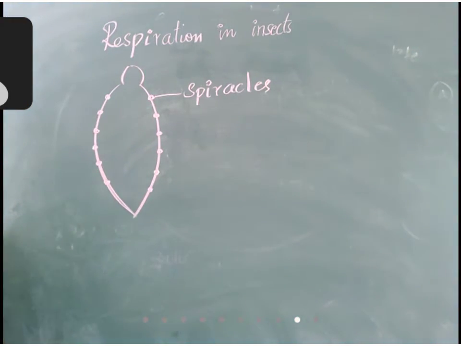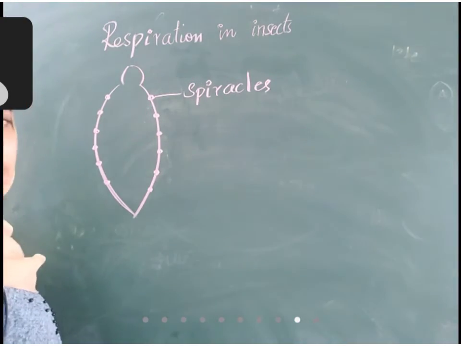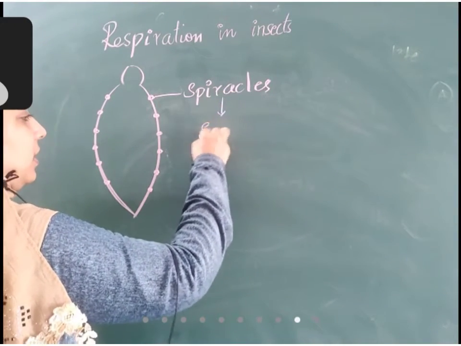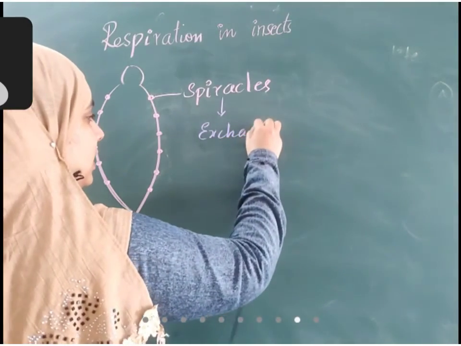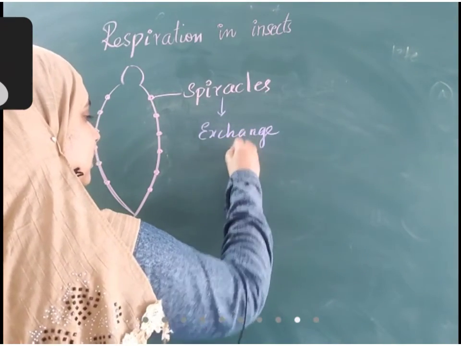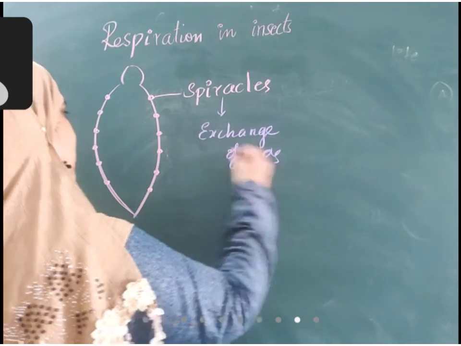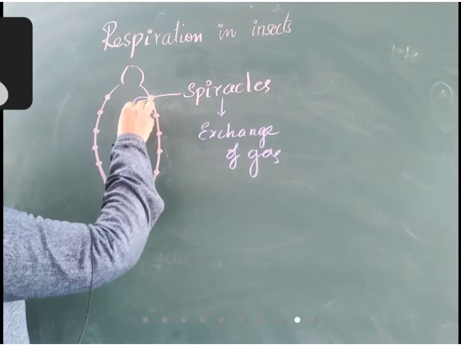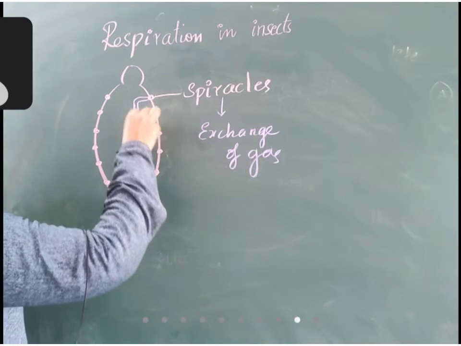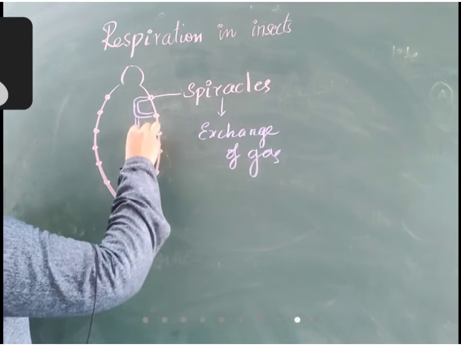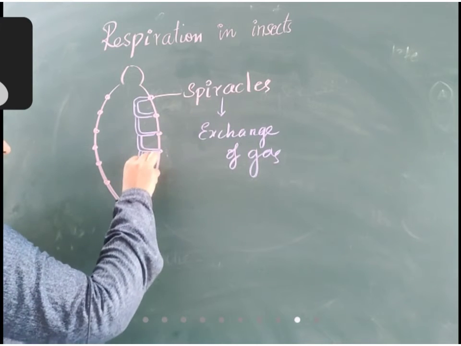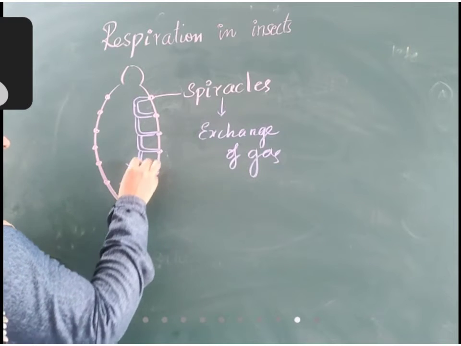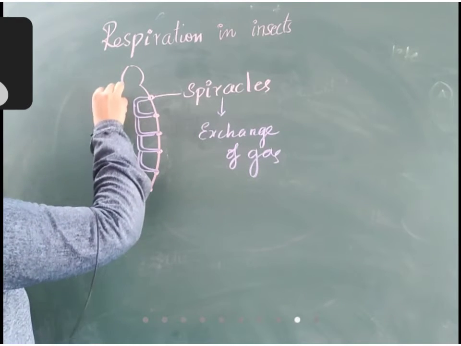Insects usually have small holes called spiracles, which help in exchange of gases. The gas that enters through these spiracles enters the body through tube-like structures called trachea. These trachea are branched inside the body, on this side also.